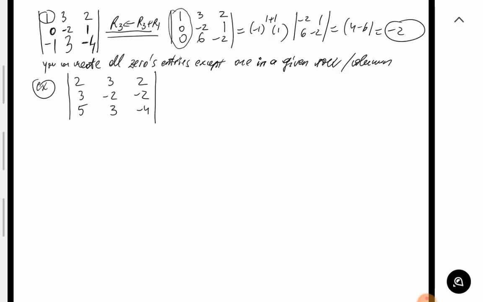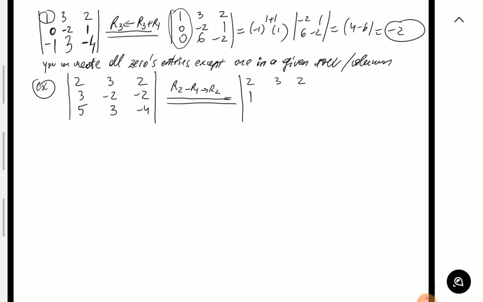So let's say we have 2, 3, 2, 3, minus 2, minus 2, 5, 3, minus 4. So let's see, what could we do? We can make a 1 first, and then we can make zeros because of it, right? Below it or above it. So notice I could just subtract row 1 from row 2. So I could do row 2 minus row 1 and change row 2 with this combination, because that will give me an entry equal to 1. And from that I can create zeros elsewhere.